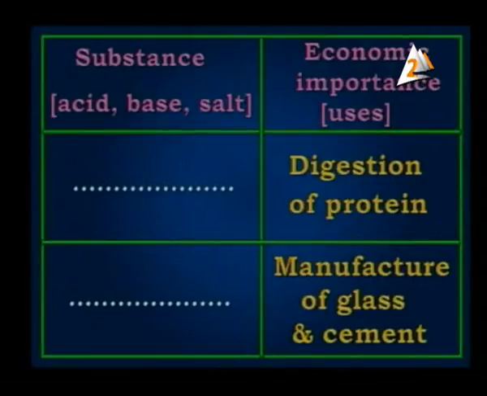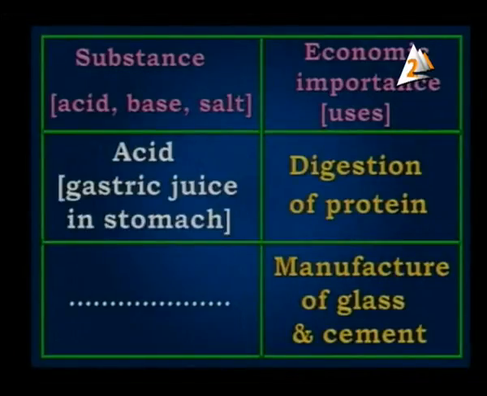So what is the answer for each one of them? The first one here, we have digestion of protein. It is an acid that is found in gastric juice in the stomach. Very good. So this is an acid that is found in our digestive system. That's gastric juice in the stomach. The gastric juice means the juice of the stomach that contains acid. Which type of acid? For information, HCl.